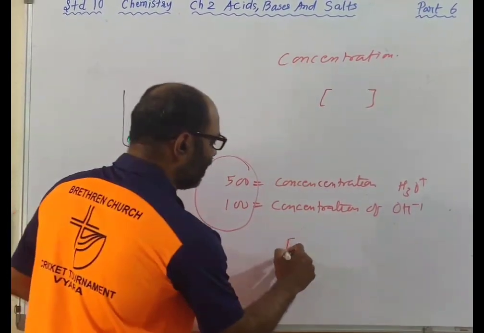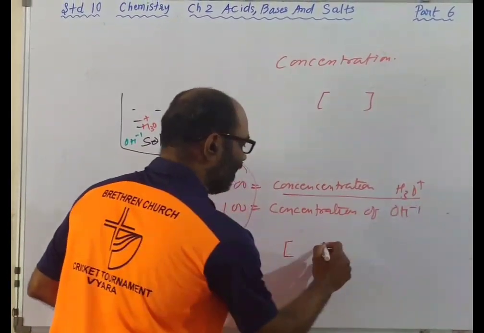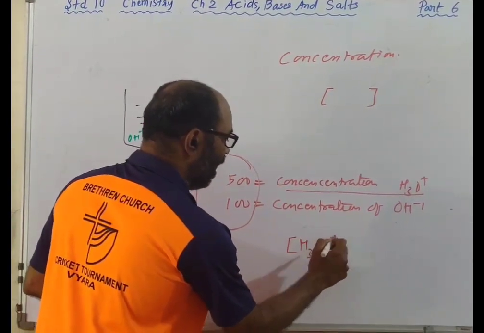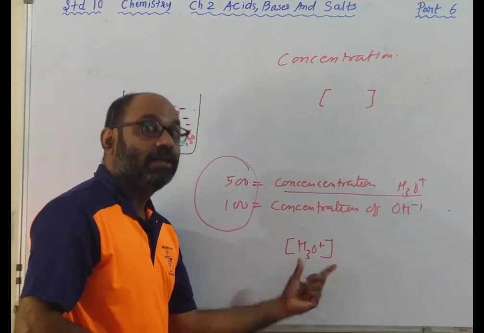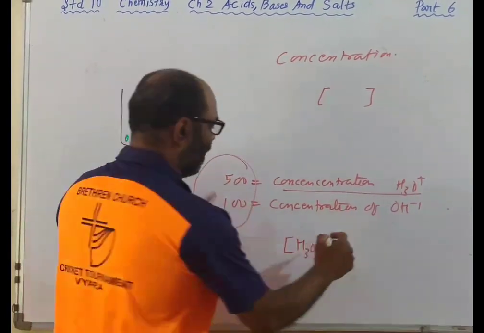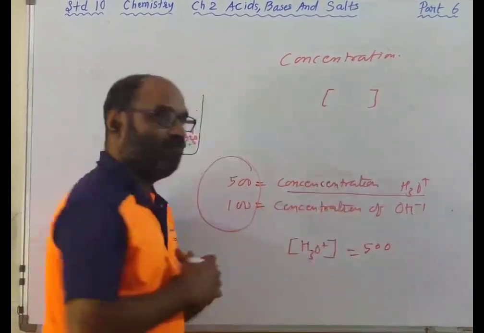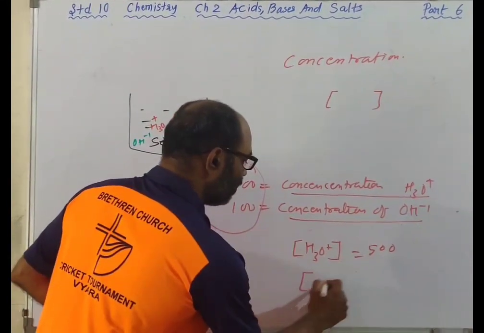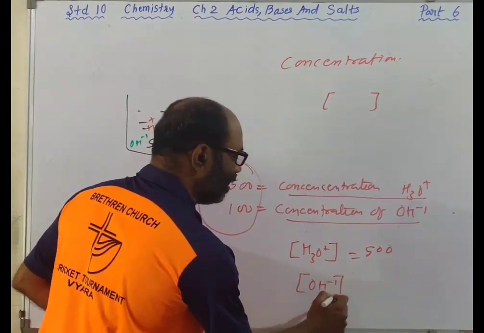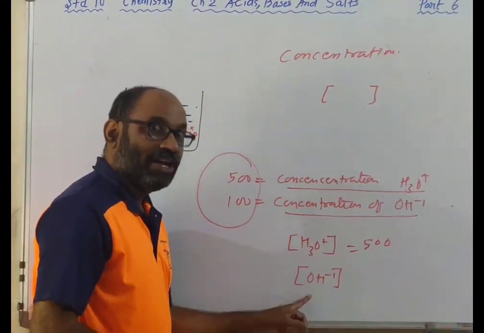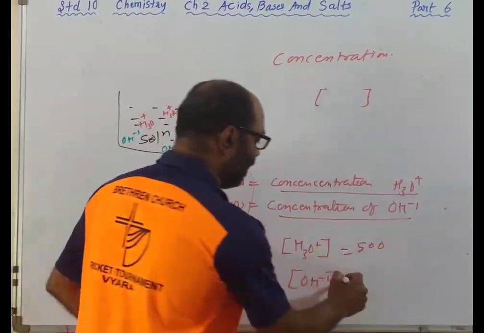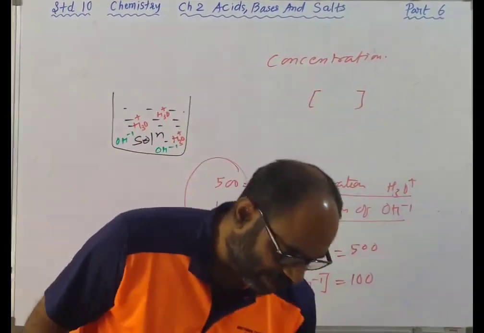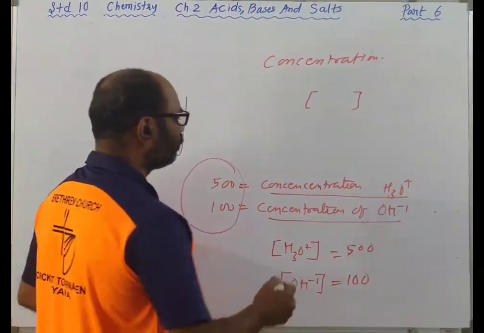So how will you represent? इसको पूरा वर्ड्स में लिखने की जगह you can write in square bracket H3O plus. How will you read this? Concentration of hydronium ion, that is equal to 500. This how will you write? In square bracket write OH minus. So how will you read this? Concentration of hydroxide ion, and that is equal to 100. Alright, did you understand? Okay.